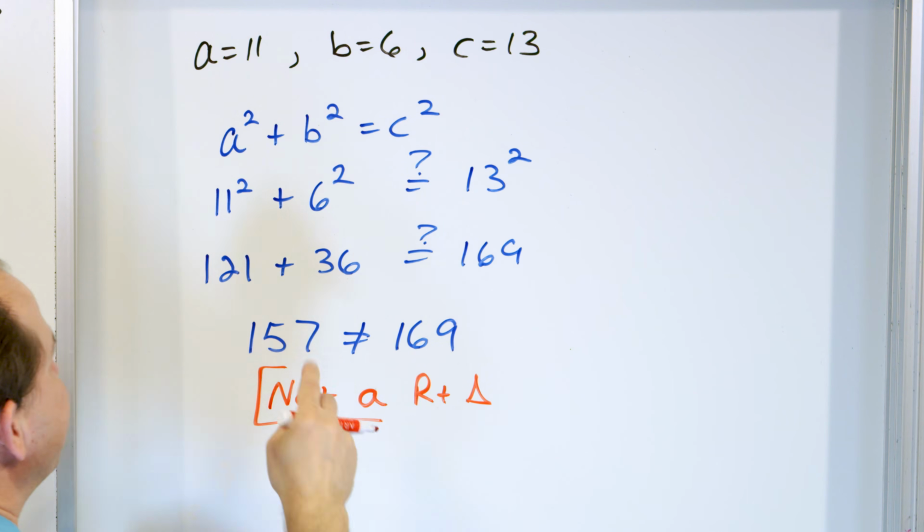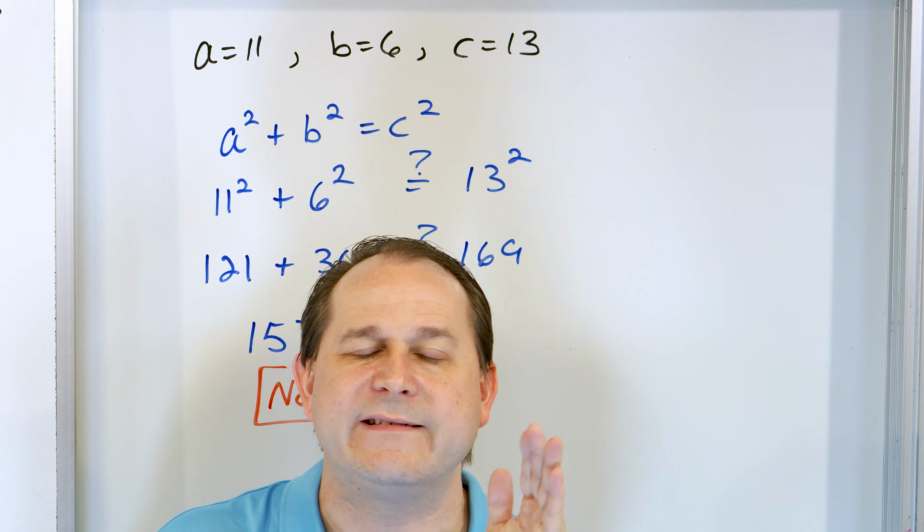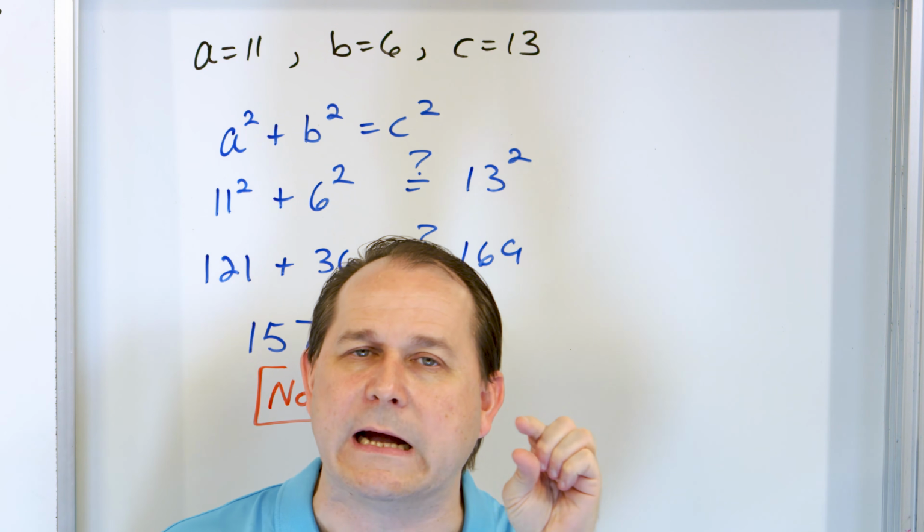It doesn't mean I can't make a triangle with these sides. Of course I can, but if I try to make the triangle with those sides, it's not going to be a right triangle. There will not be a 90-degree angle.